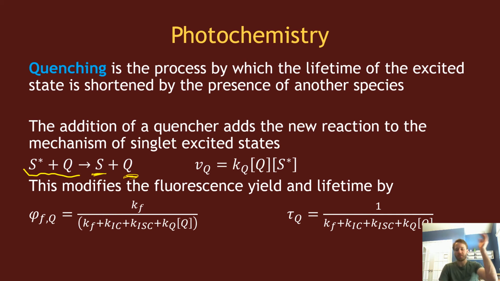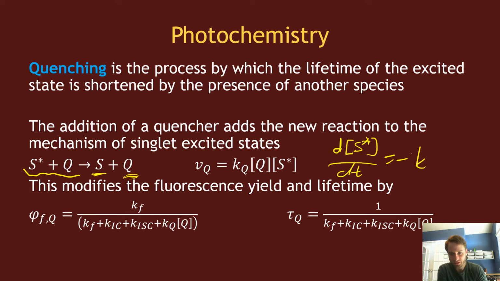Maybe it's photoexcited, maybe it's whatever, we don't really care. The main point is that this quencher is another way in which the singlet excited state energy is lost. This dS*/dt is now related with minus kq [S*][Q].